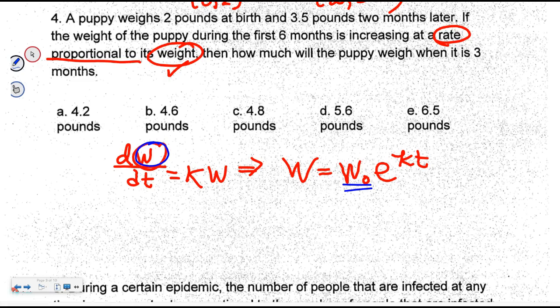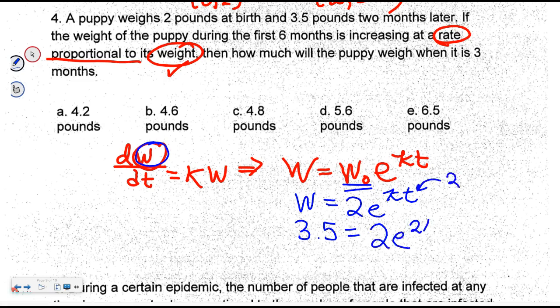So this said at time 0, the puppy weighed 2 pounds. So we're going to go like that. When you put in a 0, a 2 has to come out. So that means W sub 0 is 2. So there's that. Then we use the other point to find K. So we say, well, 2 months later, the weight was 3.5. So I replace W with a 3.5, and I say that's 2e to the, and I replace t with a 2, and I say 2K. That gets solved for K.